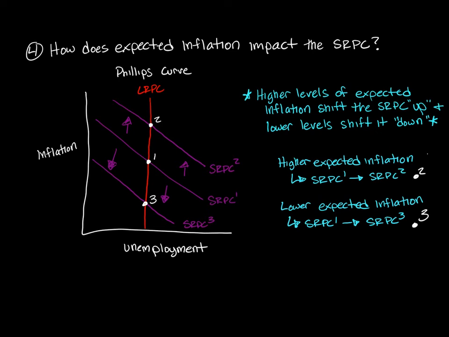So in addition to the determinants of the short-run aggregate supply curve that we talked about, changes in anticipated inflation also will cause shifts in the short-run Phillips curve. And so in this case, up if we think that inflation is going to be higher, and down if we think that inflation is going to be lower.